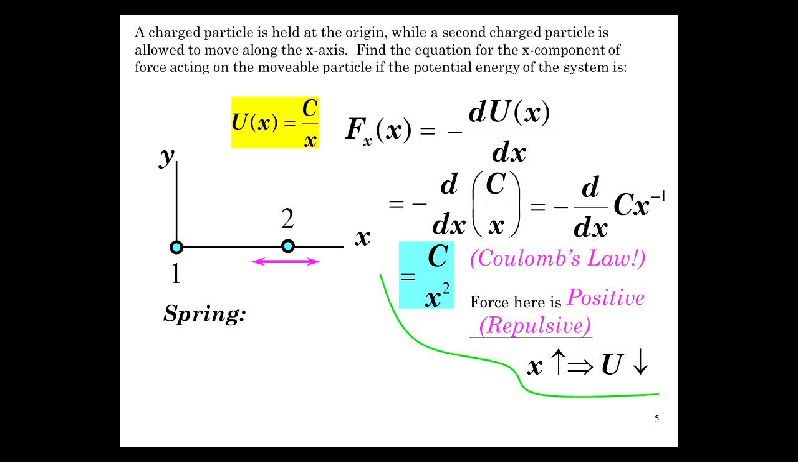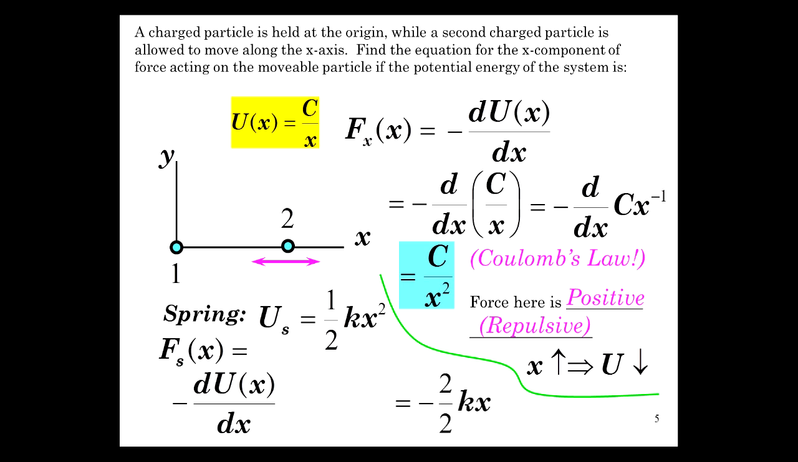Not to be too redundant, but again, the spring, 1/2 kx squared, and if we take the derivative of that, we get minus kx. And this happens to be Hooke's law for the force of a spring acting on something else. And this is Coulomb's law, the electric field force acting between charges.